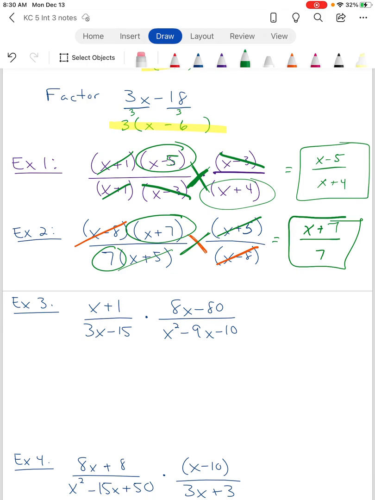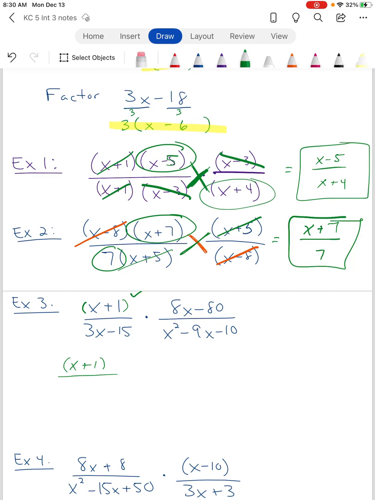Okay, now example number 3 requires you to do a little more work. The x plus 1 that's on the top is already by itself, so this is already factored. I don't need to do anything with it. I could just bring it down. I can put it in parentheses if you like. It doesn't matter. Now the 3x minus 15 is not in factored form.